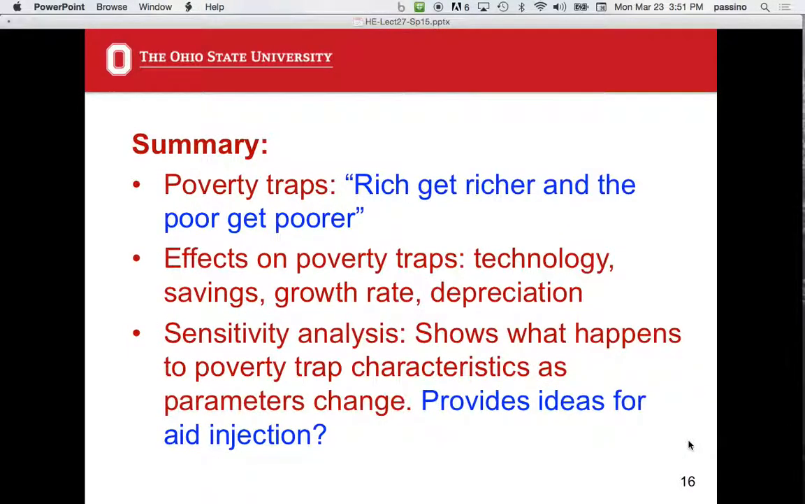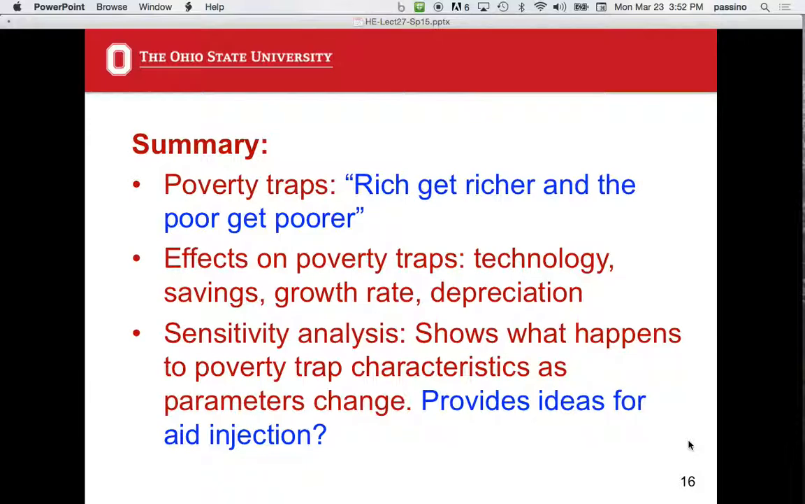Okay. So, a summary. The rich get richer and poor get poorer idea. There are a number of effects on the poverty trap, like technology, savings, growth rate, and depreciation analysis. We're going to go into quite a bit more detail next class on the effect of technology diffusion. So you go to a country, you introduce technology, one person adopts it, more and more adopt it, and then how that affects economic growth also. Okay, consider that next time.